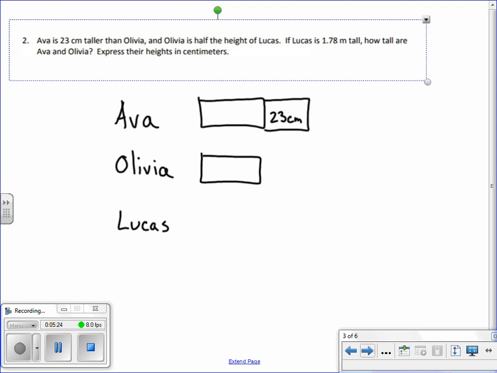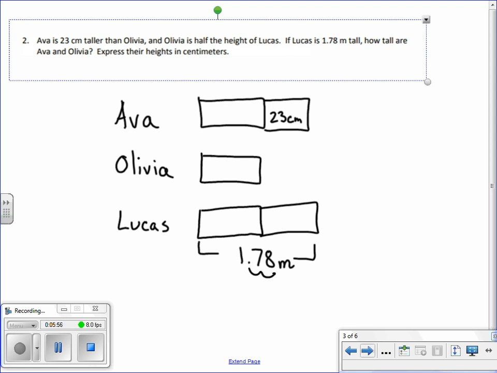Olivia is half the height of Lucas. So if Olivia is half the height of Lucas, there's 1 and then 2. And we know that Lucas is going to be 1.78 meters. How tall are Ava and Olivia in centimeters? So the first thing that we're going to do, centi is 100, which means we're going to move this over 2 places. That means it's 178 centimeters. So Lucas is 178 centimeters tall.